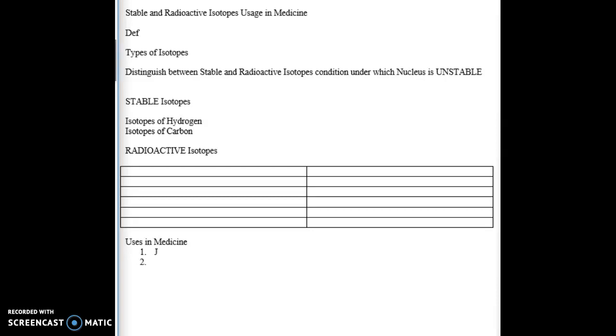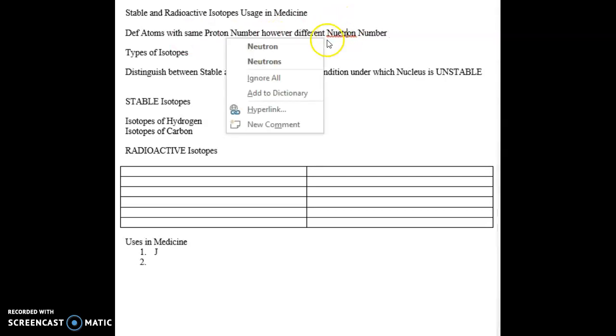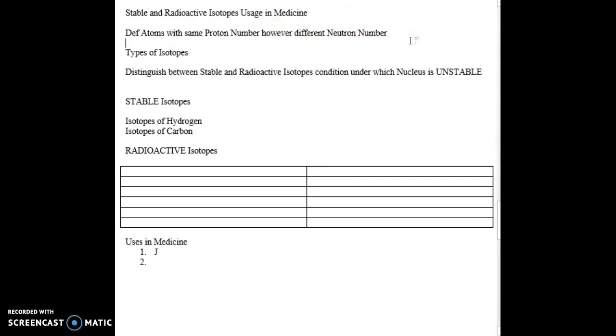What are isotopes? Isotopes are basically atoms with the same proton number, however a different neutron number. So what does that mean? That the atom has a different number of neutrons.